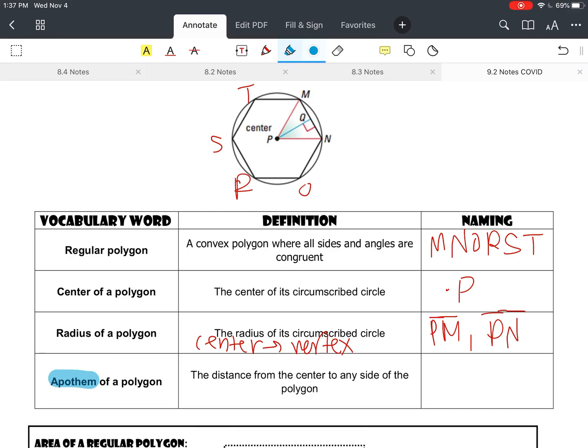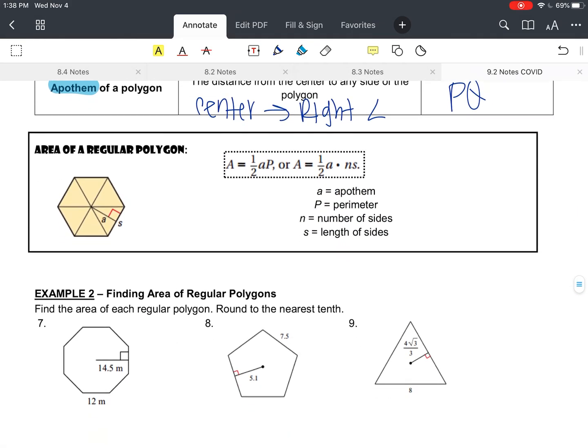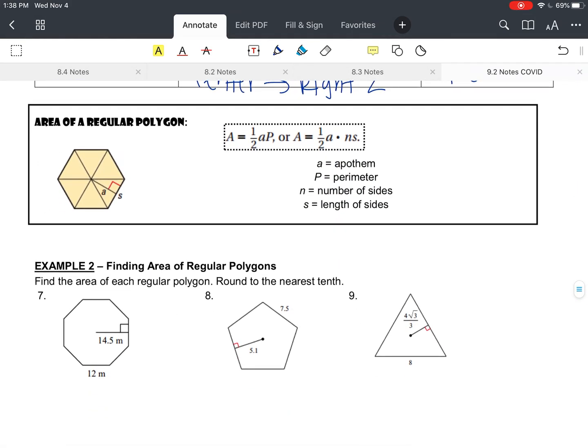We don't need the radius in order to find the area of a polygon. What we do need to know is the apothem. So this is the important word. That's the new word. The apothem is the distance from the center to any side. Whenever we're talking about distance, we're talking about a right angle. So the apothem is from center to right angle. And that's the one we care about because that's part of my area formula. The apothem in this case would be PQ. And again, that's what we're going to use in our area formula.